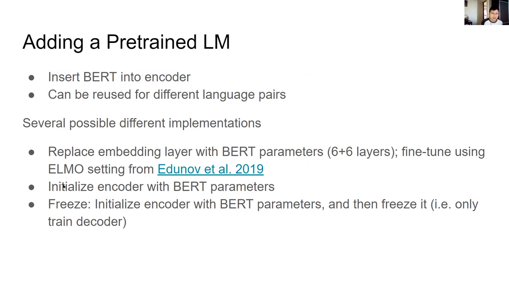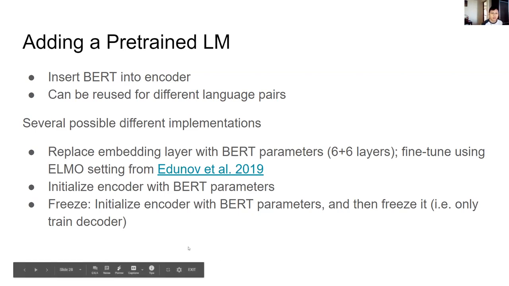The next idea is that they initialize the encoder with the parameters from BERT. And then the third idea, which they actually just wanted to use as a control, they call freeze, which is they initialize the encoder with the BERT parameters and they freeze the encoder, meaning that while you are training your machine translation network, the parameters for the encoder are not being changed at all. So you are only updating the parameters for the decoder.